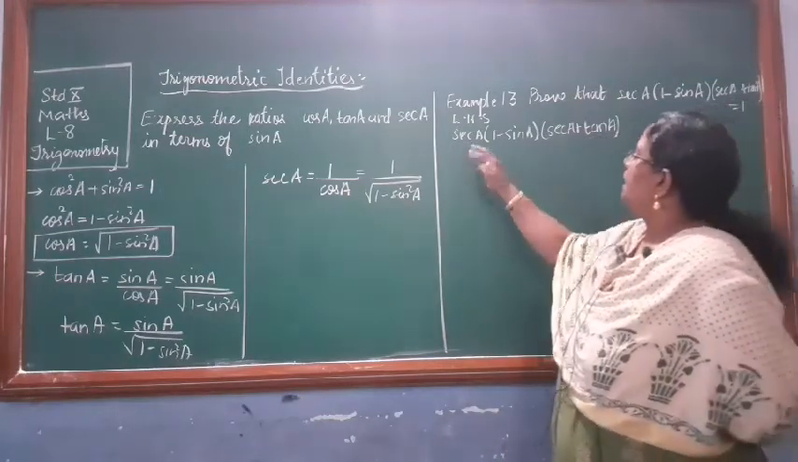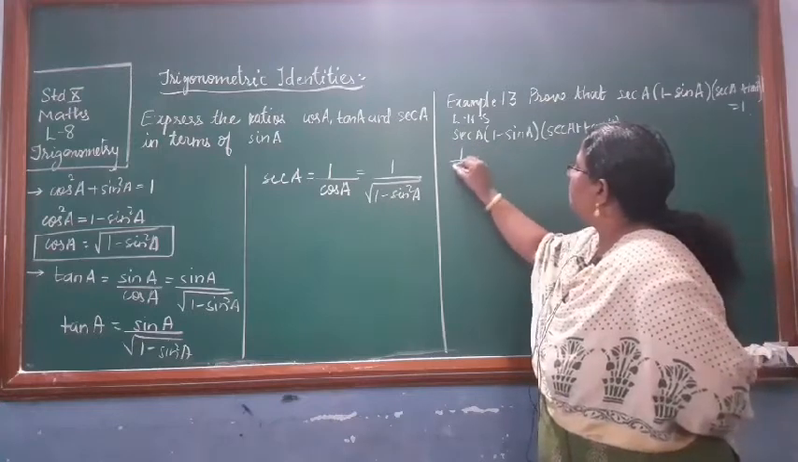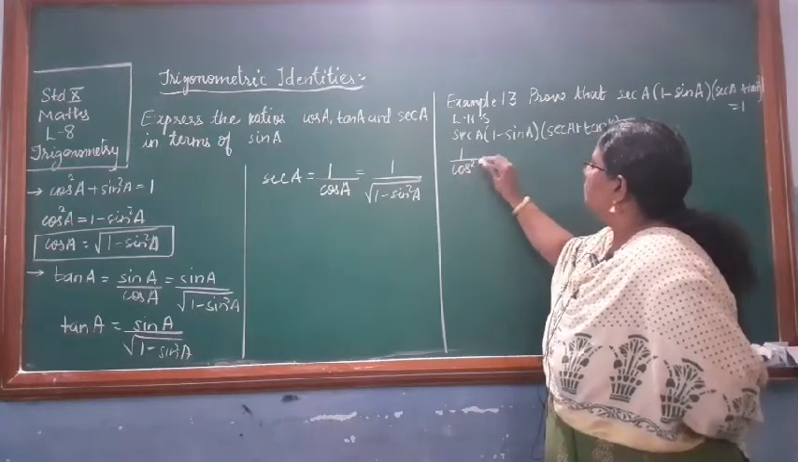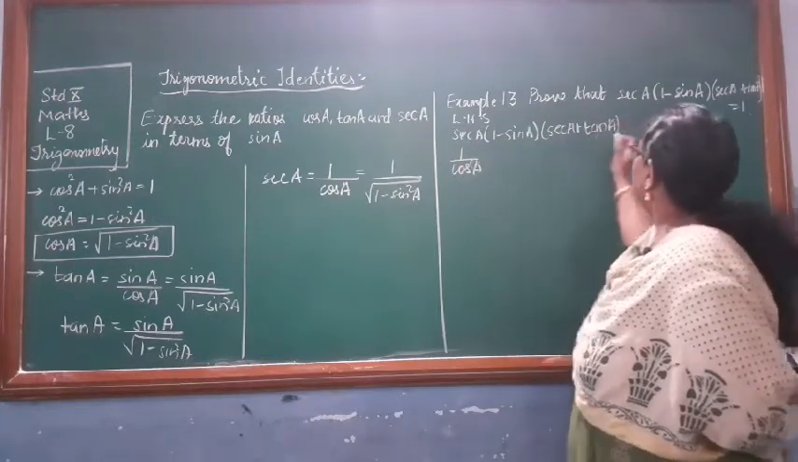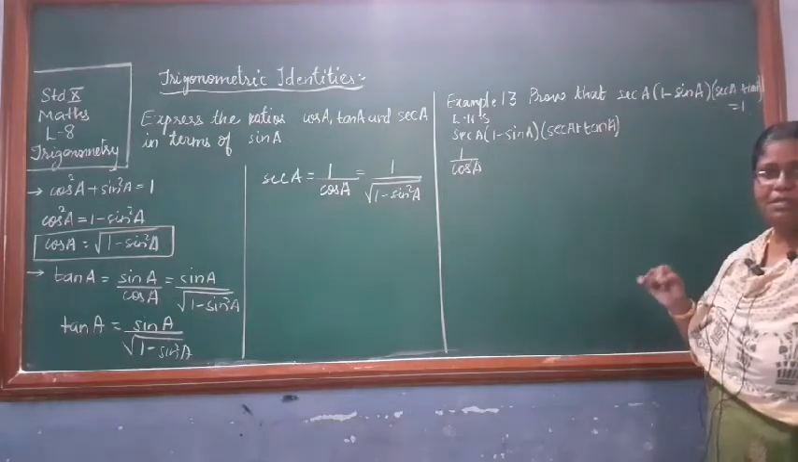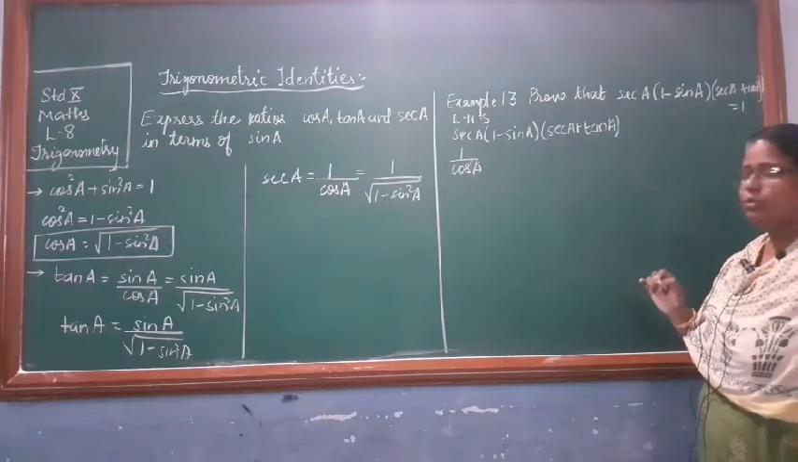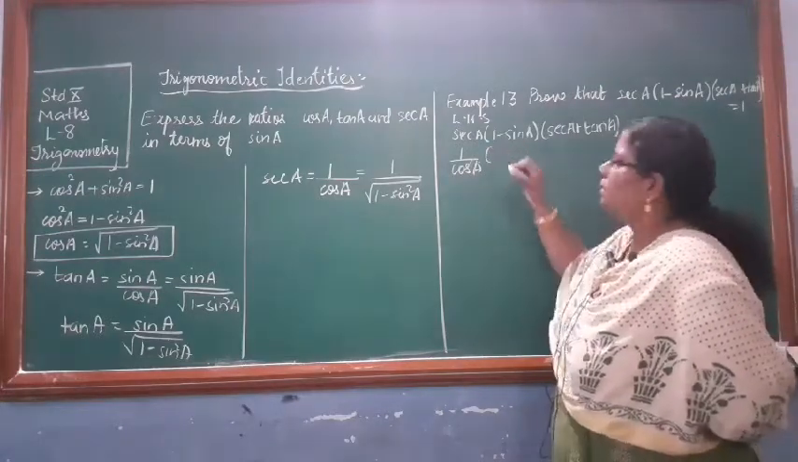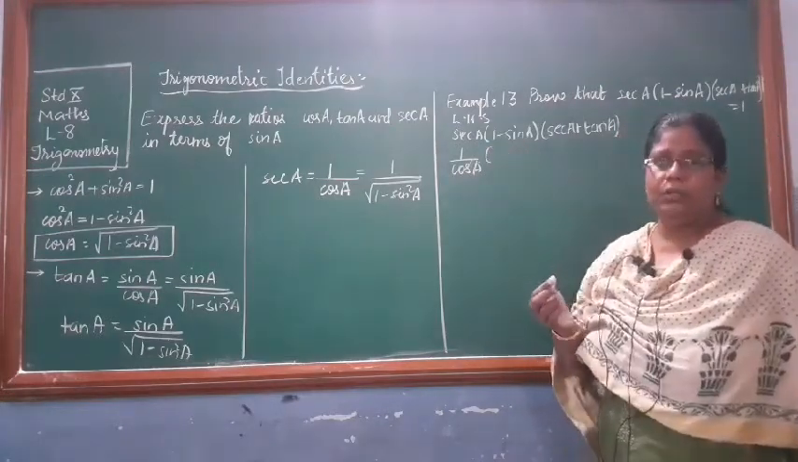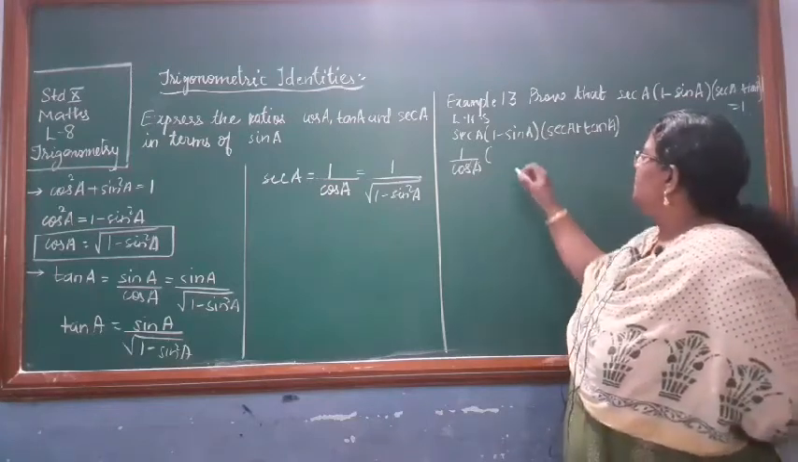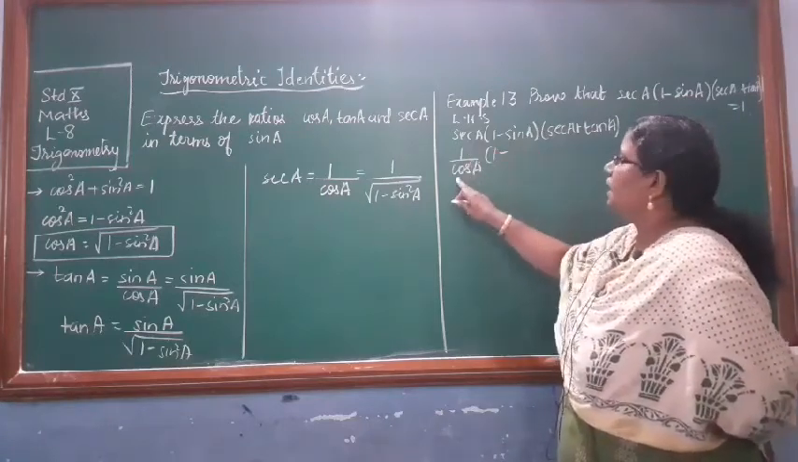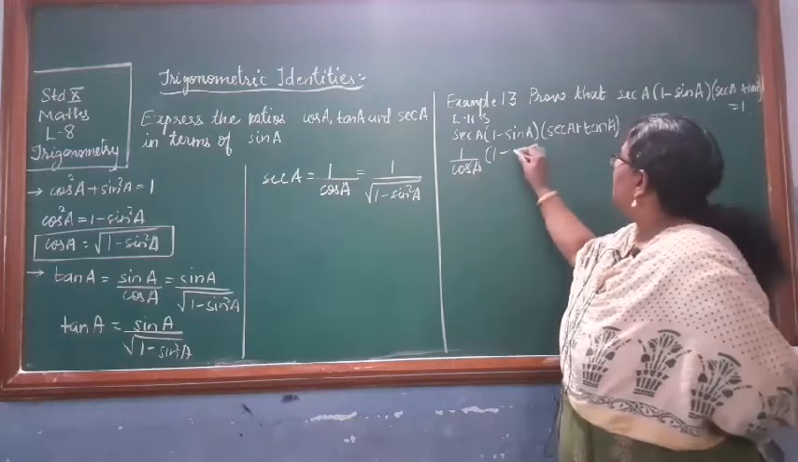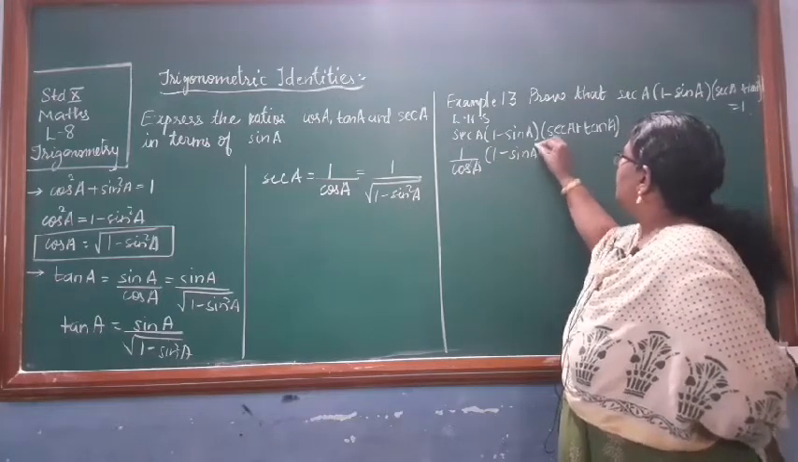Now sec A, can you write it as 1 by cos A? Now at least you have an idea that it equals 1 when cos square A plus sin square A is equal to 1. So we will try out various ways. Maybe in the beginning you will not be able to do it, but with practice you will be able to solve it. Sec A I have written as 1 by cos A, and this is 1 minus sin A.